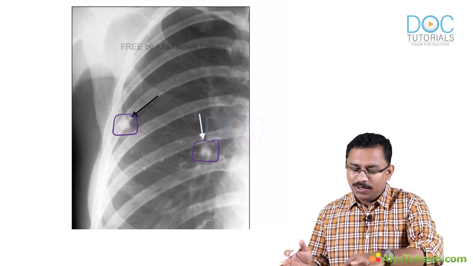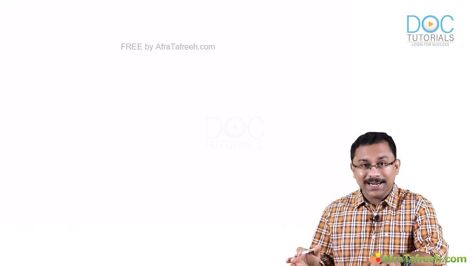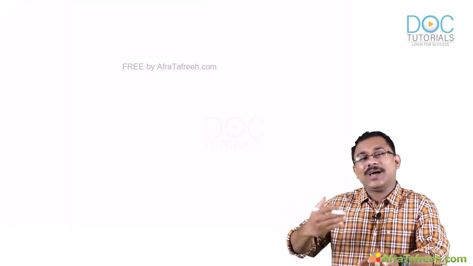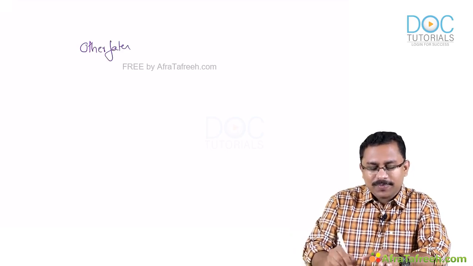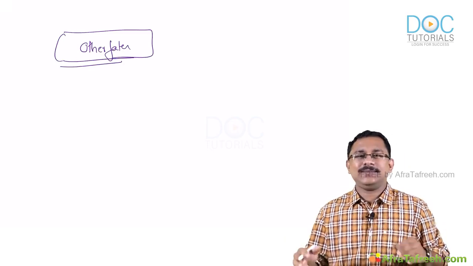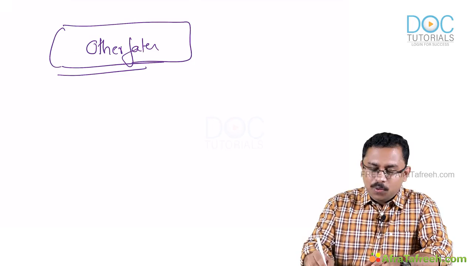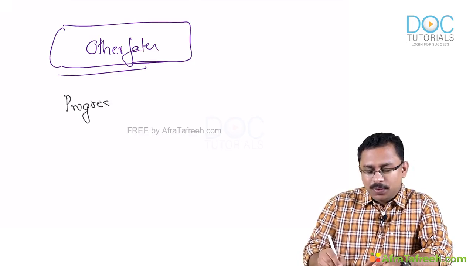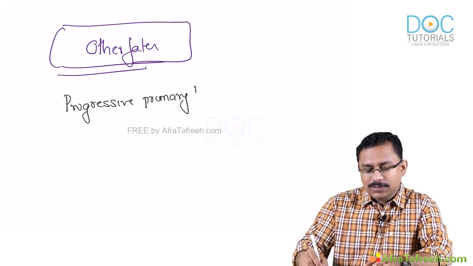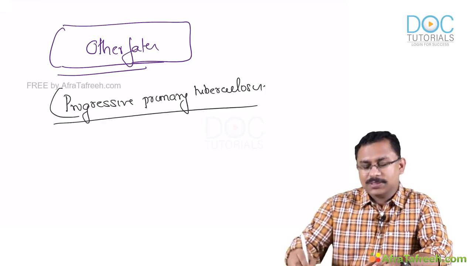So this primary tuberculosis most commonly will go for healing. But in addition to that, you can also have other fates. Let's see what are the other fates of your primary tuberculosis infection. So one fate is that an individual can go for a progressive primary tuberculosis. Now what is this progressive primary tuberculosis?